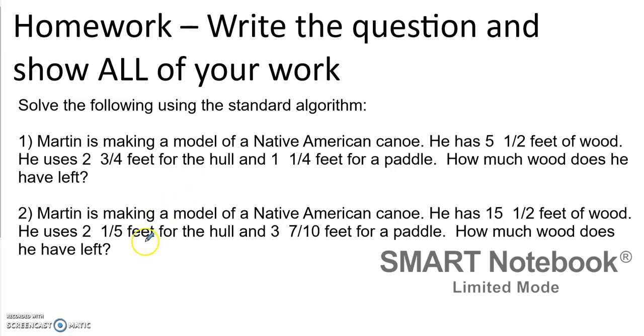And the same problem for number 2, except he has 15 1/2 feet of wood and he uses 2 1/5 for the hull and 3 7/10 for the paddle. How much does he have left over? Don't forget to write the question, show all of your work, and state your answer in a sentence for each one of them in your notebooks. And again, you can also go back to the question that we did to help you if you needed further guidance.